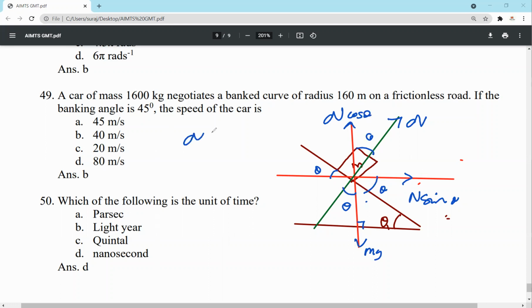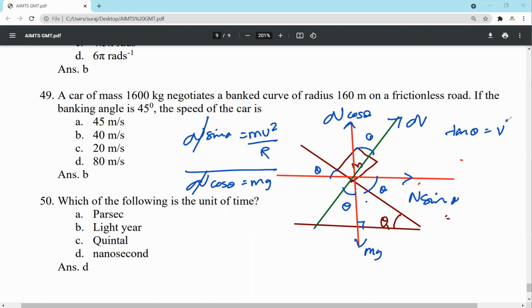I can write here N sine theta equal to mv square by r, N cos theta equal to mg. Tan theta is equal to v square by rg. With this we can find the formula. When friction is not there, only then this formula is valid. v square by rg.